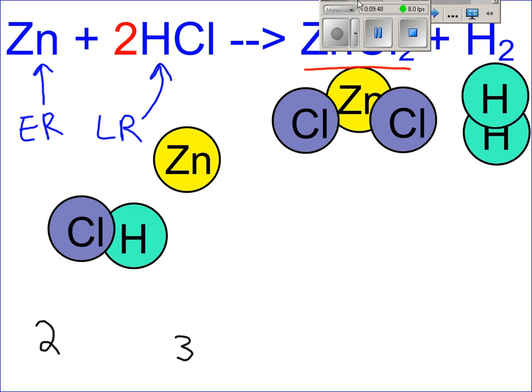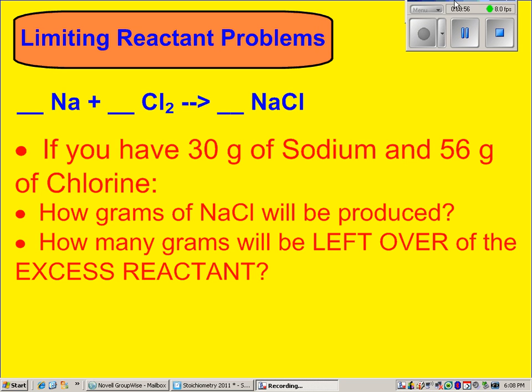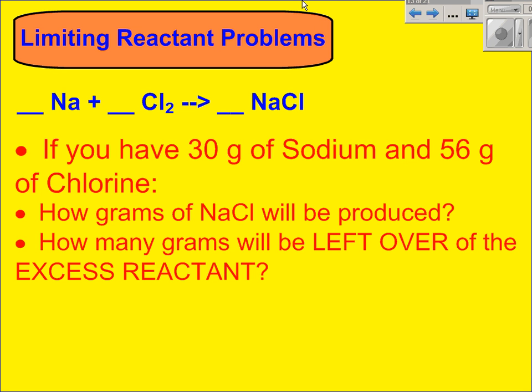Now that we get the concept of a limiting reactant and an excess reactant, let's take a look at a stoichiometry problem. Consider the following problem that's stated below. It gives you the reaction of Na plus Cl2 yields NaCl. The situation is this. If you have 30 grams of sodium and 56 grams of chlorine, how many grams of NaCl can be produced, and how many grams would be left over of the excess reactant?